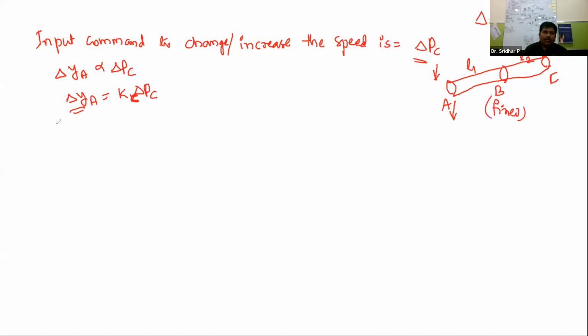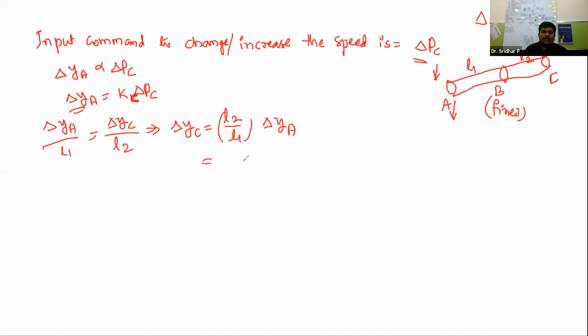Now what about the relation? Delta YA by the perpendicular distance with respect to the fixed point, L1, is equal to delta YC by the perpendicular distance L2. So what is the response we require? Delta YC is equal to L2 by L1 into delta YA.